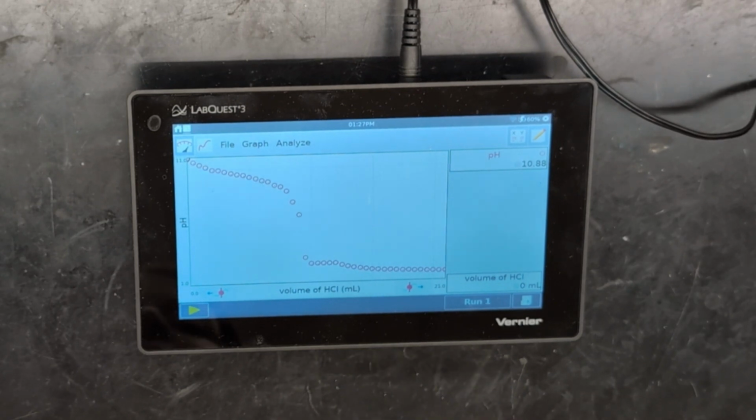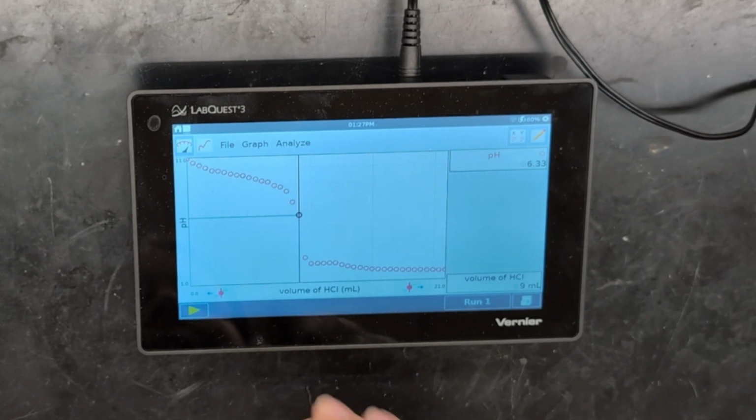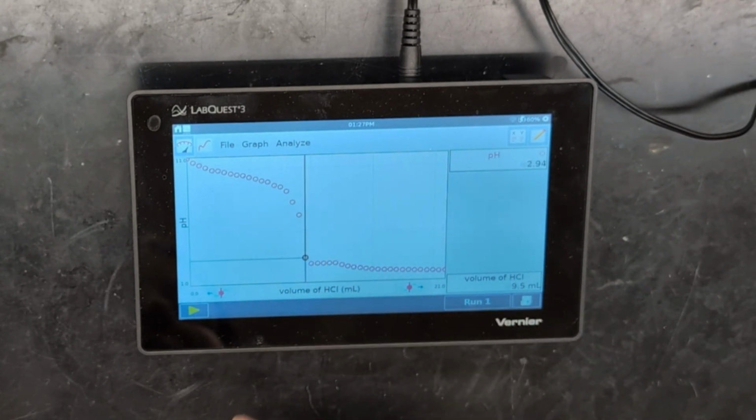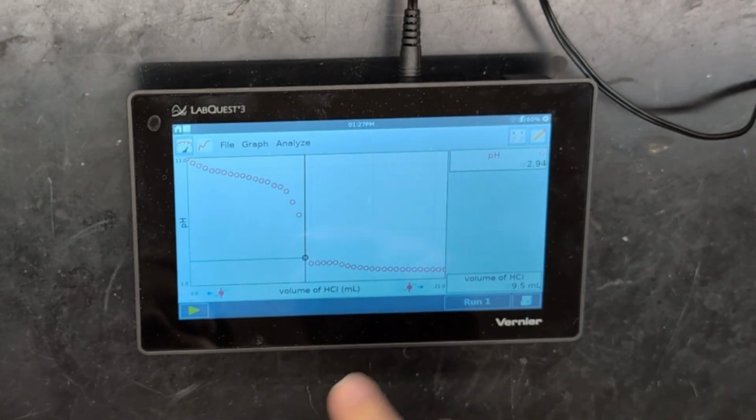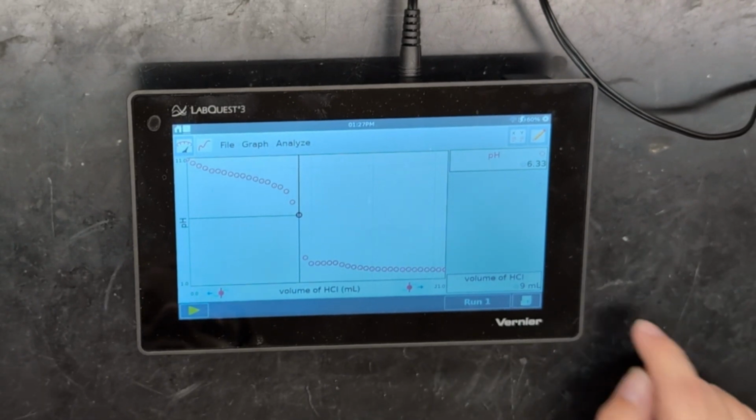But again, I like to have students do it by hand. That way they can really get an idea of what's going on. So this is what we're seeing here. I have them estimate the equivalence point, which is roughly 9 milliliters in this case. It might be somewhere between 9 and 9.5 to get really that kind of halfway point. But I'm going to say 9 just for the purposes of this.